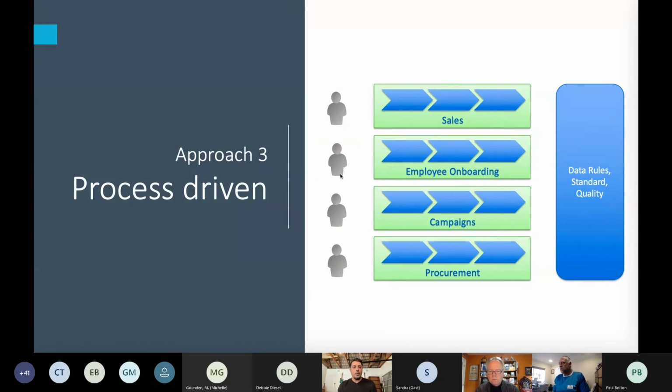Again, in a process, you actually might span many different domains and many different departments, but you kind of zero in on those aspects of the master data that will help that process go along. So you basically think big, but you implement small.